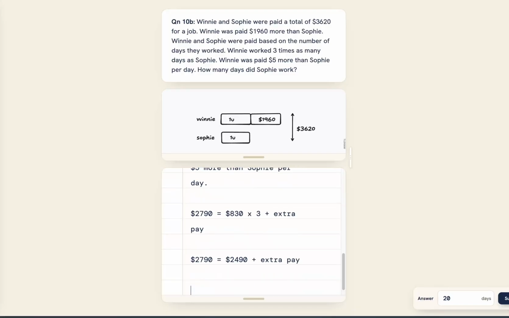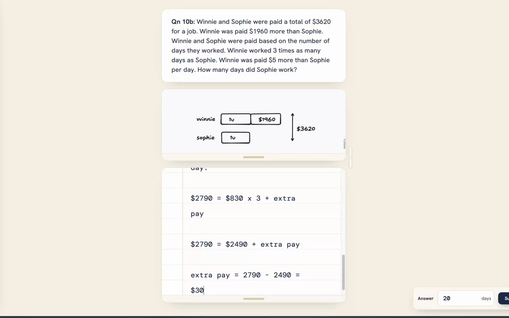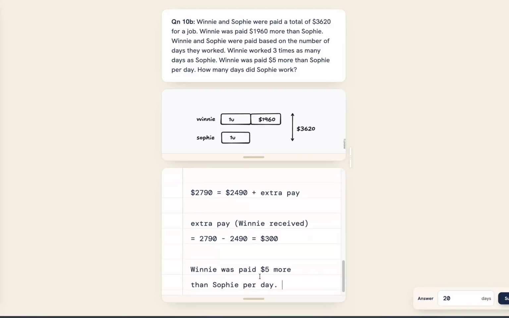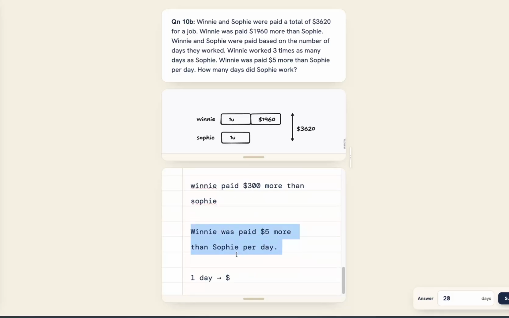So from here, we actually can get the extra pay. It's basically 2,790 minus 2,490, and this will be equal to $300. So that's the extra pay that Winnie was given. That means Winnie paid $5 more than Sophie per day. So in this sense, Winnie received $300 more than Sophie, and Winnie was paid $5 more than Sophie per day.